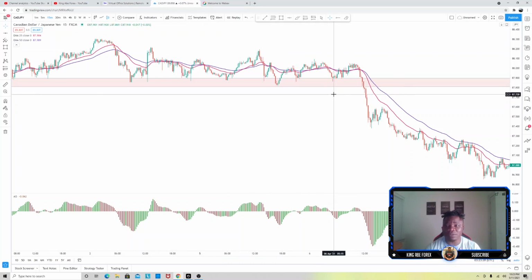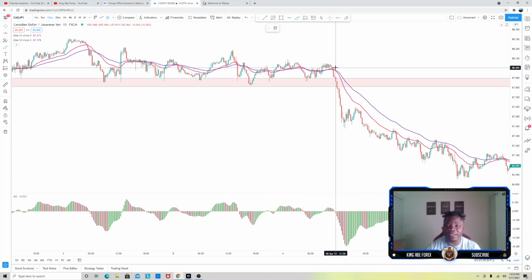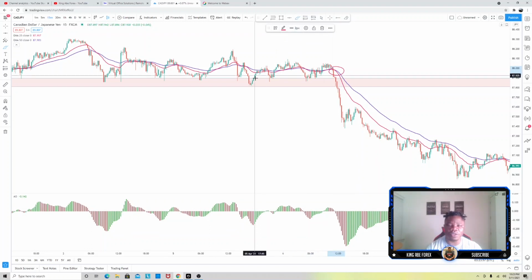Now to get into this trade, we need to make sure that the 25 crosses the 50 and that price is below your 25 EMA. We also need to make sure that the Awesome Oscillator is below the zero line, which means the histogram is red and below your zero line. Once you have that, we need to make sure that price closes below this support zone. Then we'll be looking for when to get into the trade.